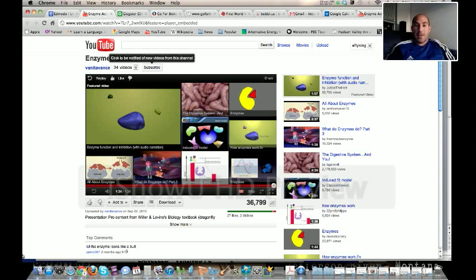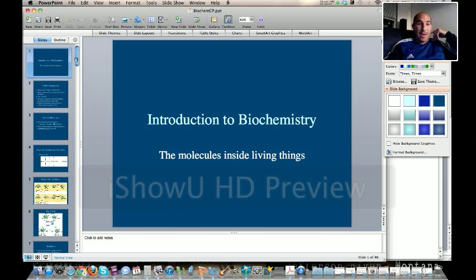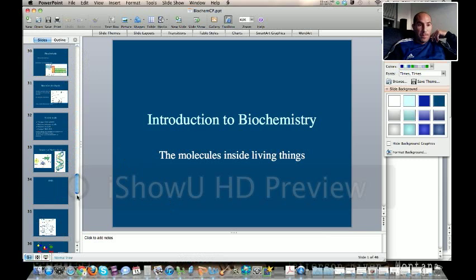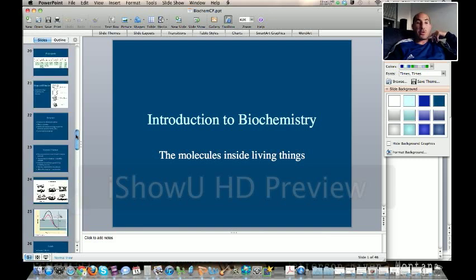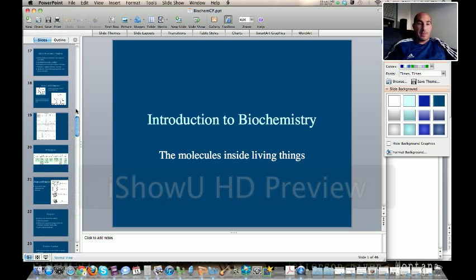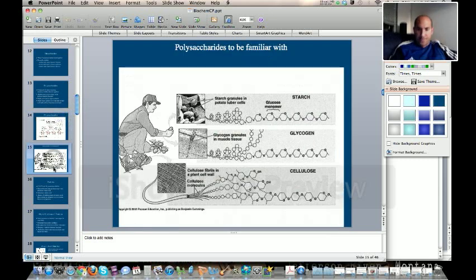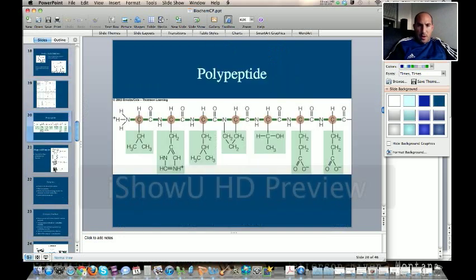So let's just not forget that enzymes can actually act in the other way, which is to actually combine two smaller items together. And I'm just seeing if I could get that image in our PowerPoint.